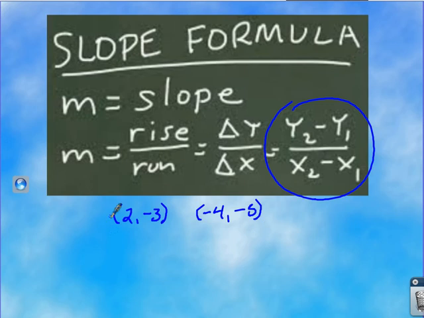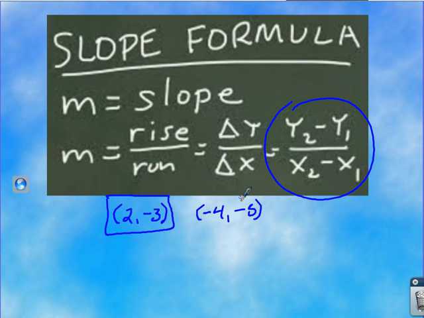If you let this be your second point, that is fine. Just let this be your second x, this is your second y, this is your first x, this is your first y. Okay? It does not matter which one you let be your first point, which one you let be your second point.